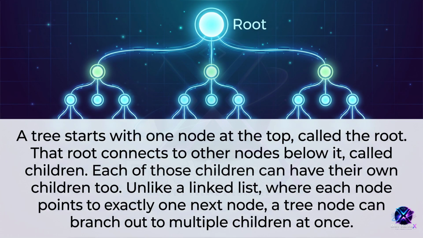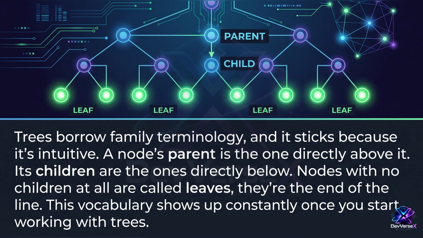A tree starts with one node at the top called the root. That root connects to other nodes below it called children. Each of those children can have their own children too. Unlike a linked list where each node points to exactly one next node, a tree node can branch out to multiple children at once. Trees borrow family terminology, and it sticks because it's intuitive.